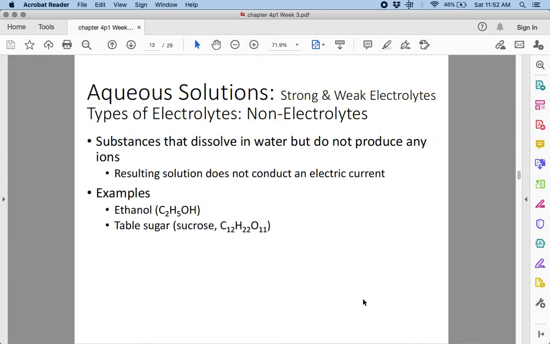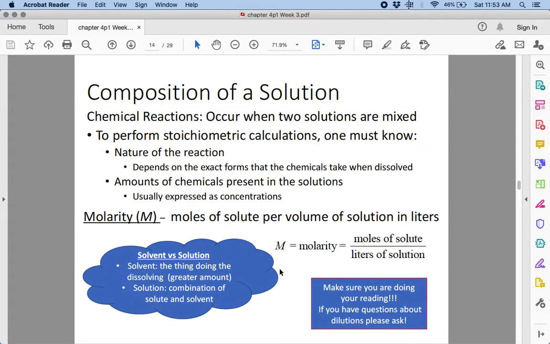The last kind of aqueous solution is a non-electrolyte. So again, these are going to be examples of things that are covalent compounds, molecular compounds, things that won't break up at all into any ions. They just dissolve. They don't dissociate. Okay? But again, that difference between dissolve and dissociate you should be comfortable with.